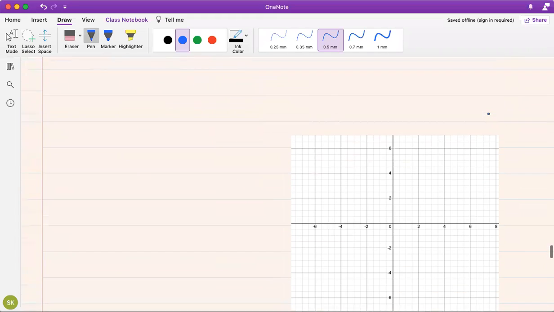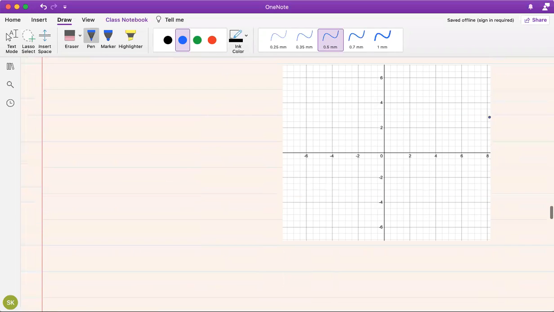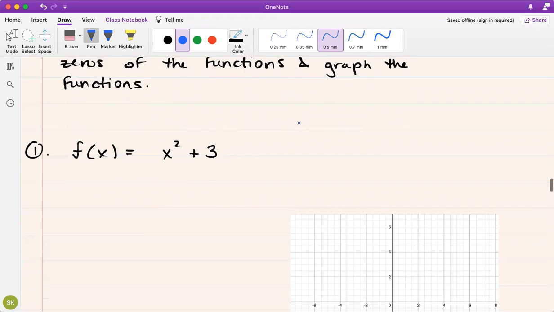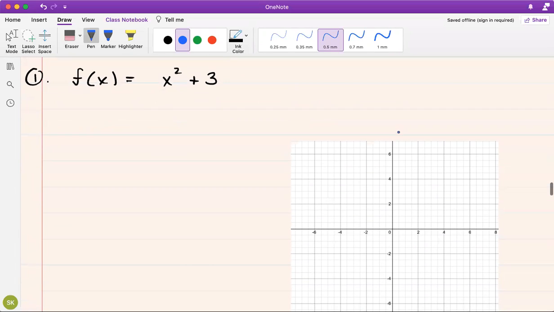We're going to do these 6 problems. And the directions say we want to find the following functions, we want to determine the character of the zeros. So the first thing we want to do, which means figure out if we have 0, 1, or 2 real roots, and if we have 2 complex roots. After we determine the character of the zeros, we want to find the zeros, and then we want to graph the functions. Okay, let's work with the first one, x squared plus 3.